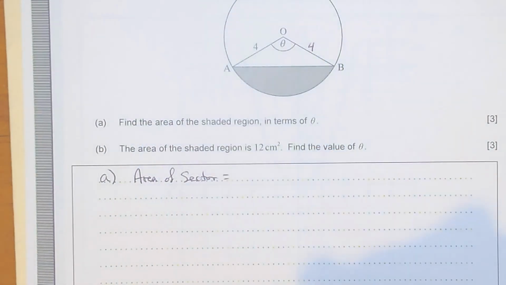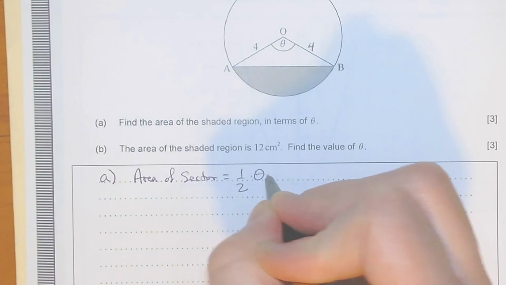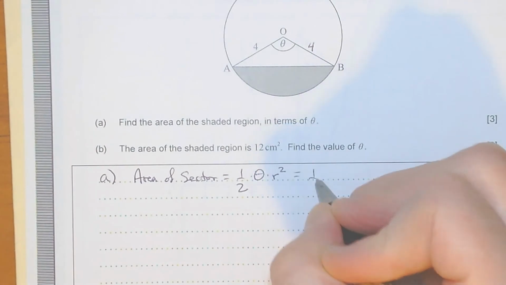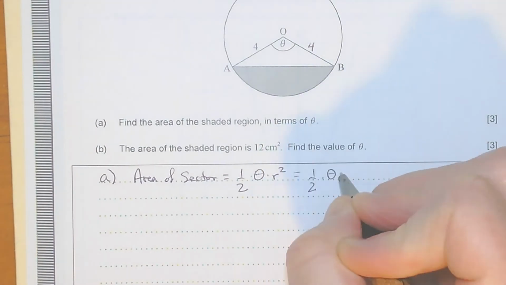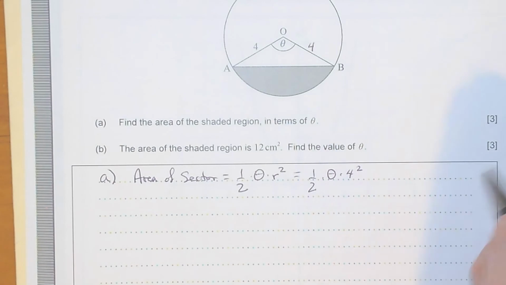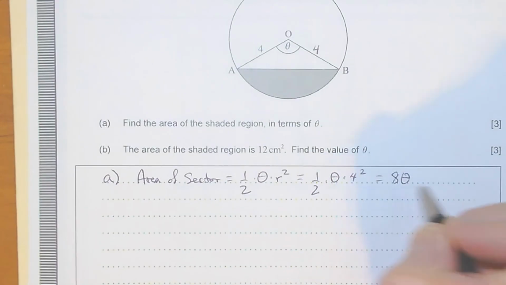That's equal to 1/2 times theta times the radius squared. Remember, theta needs to be in radians. So that's 1/2 times theta times 4 squared. So that's going to be 16 divided by 2. So there is 8 theta.